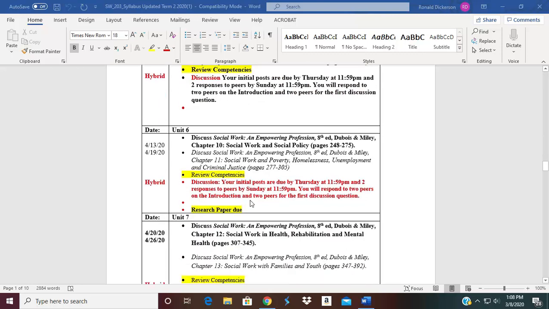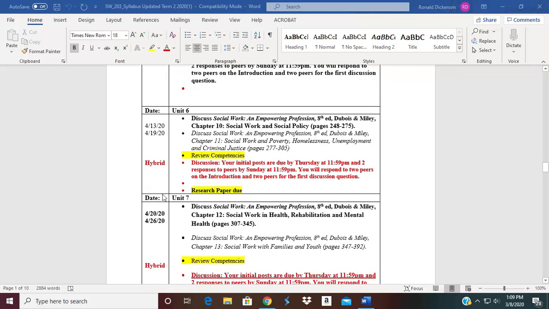Unit 6. In Unit 6, you have another 2 chapters that you have to read, Chapter 10 and 11. And Unit 6 will start on the 13th of April and end on the 19th. You have a research paper that's due in Unit 6. But if you look at the syllabus, you'll see the exact date that your research paper is due. So I want you to go back and look at the grading section of the syllabi, and it'll tell you the date that your paper is due. You also have a competency that you have to review, and then a discussion post.